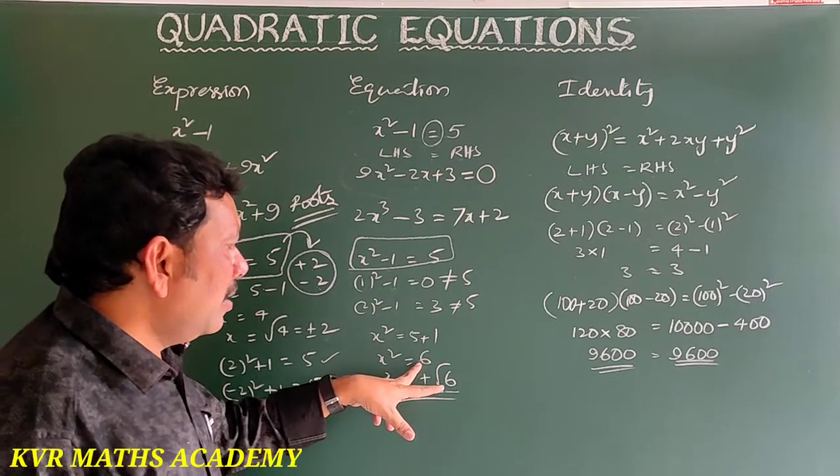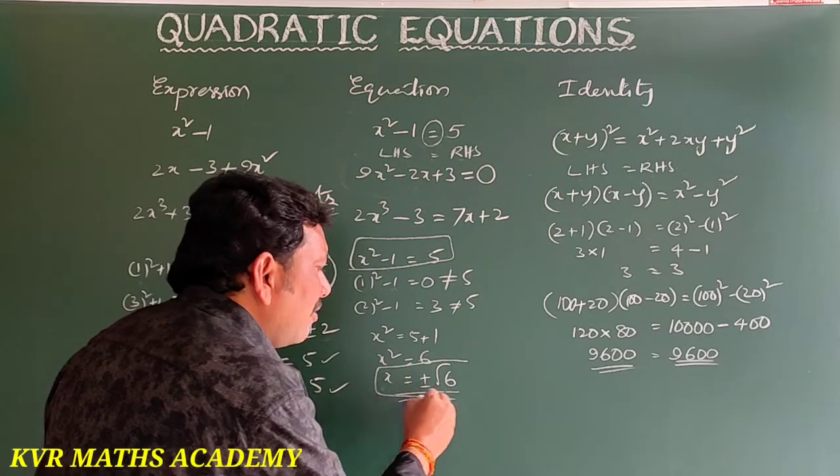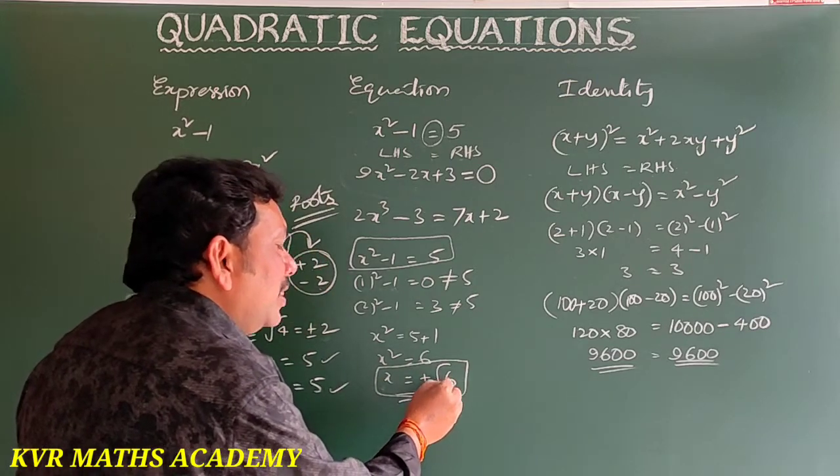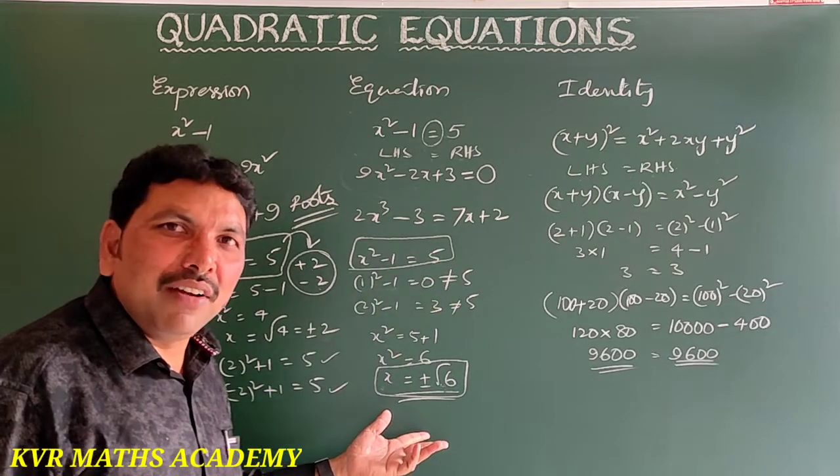Here also see, plus or minus 6. These are the roots of the given equation x square minus 1 is equal to 5.